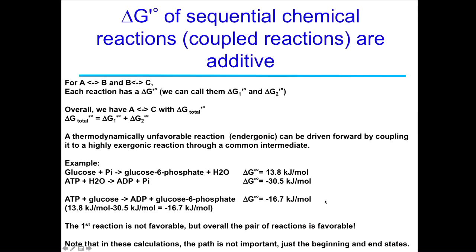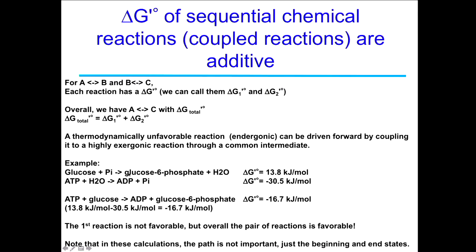So it wasn't favorable to just take inorganic phosphate and stick it on glucose, but the second thing was favorable. So overall, we have a favorable reaction. This nice little delta G total is delta G1 plus delta G2. That's very profound because we can connect reactions that need energy to reactions that give off energy.